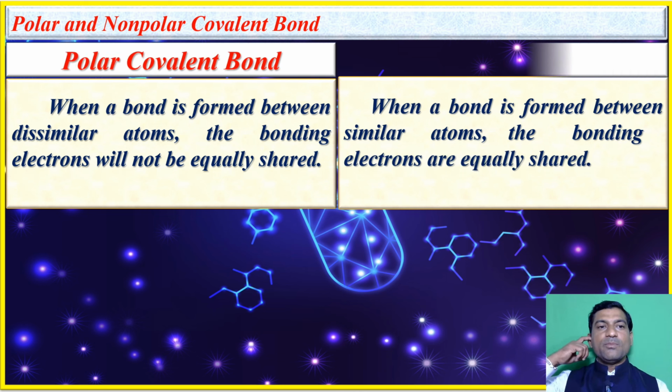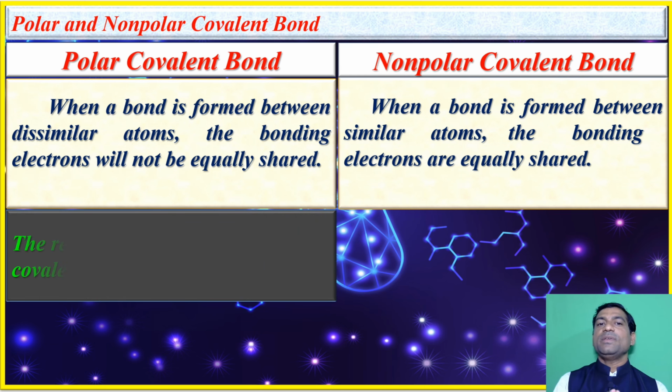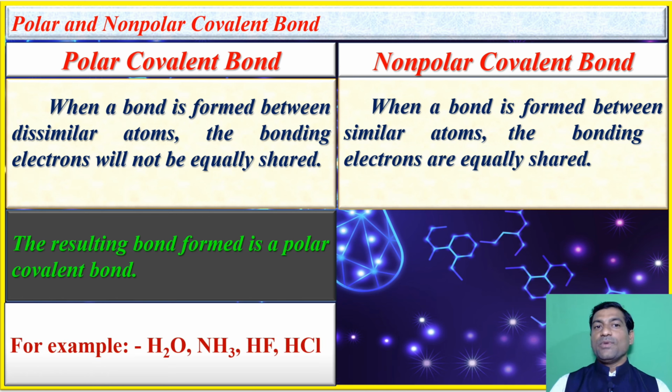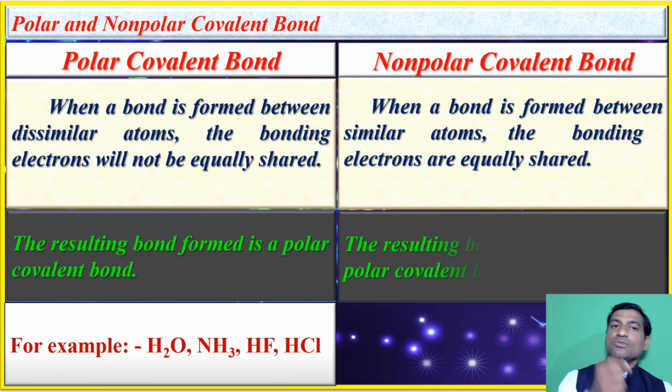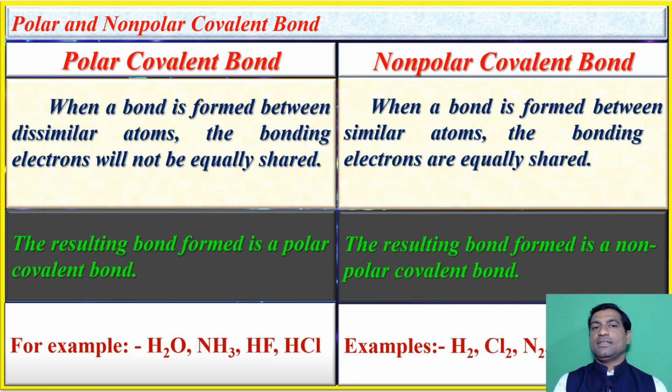When a bond is formed between dissimilar atoms, the bonding electrons will not be equally shared. When a bond is formed between two dissimilar atoms, the bonding electrons will not be equally shared. That bond is called a polar covalent bond.